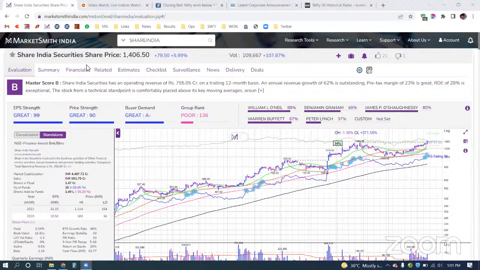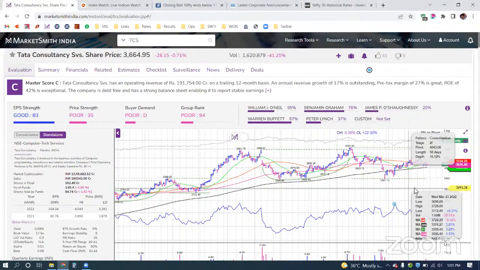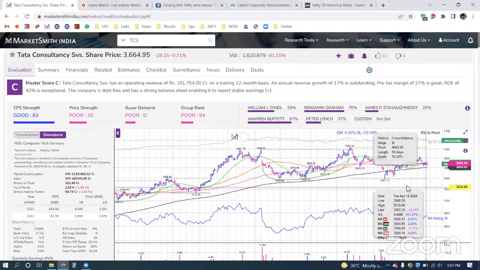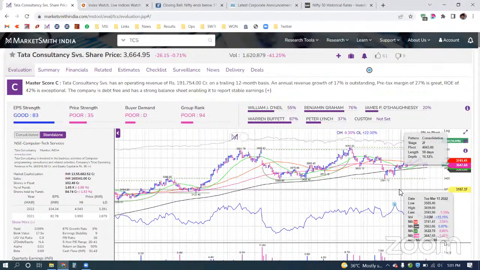So someone asked what's the view on the TCS results. Can you give me the TCS chart, please? As we all know, TCS announced its result a couple of days back, and if you can see, the stock is forming a stage 2 base.